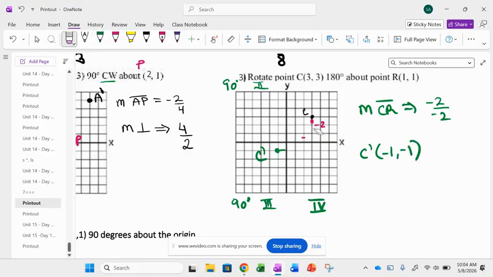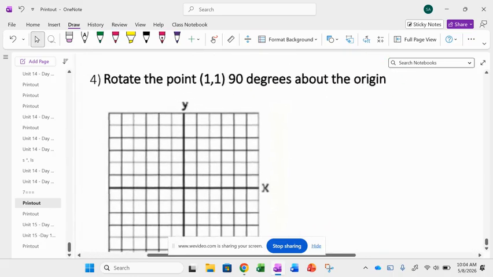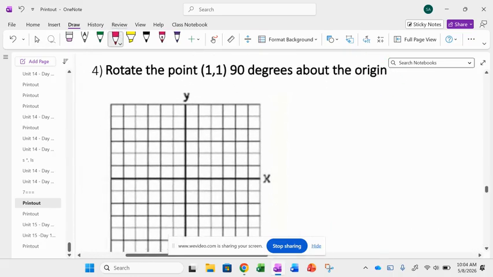How many people got that? C prime, (-1, -1). Uh-oh. Only 4 people? What happened? Oh, okay. You guys are just not participating with me?